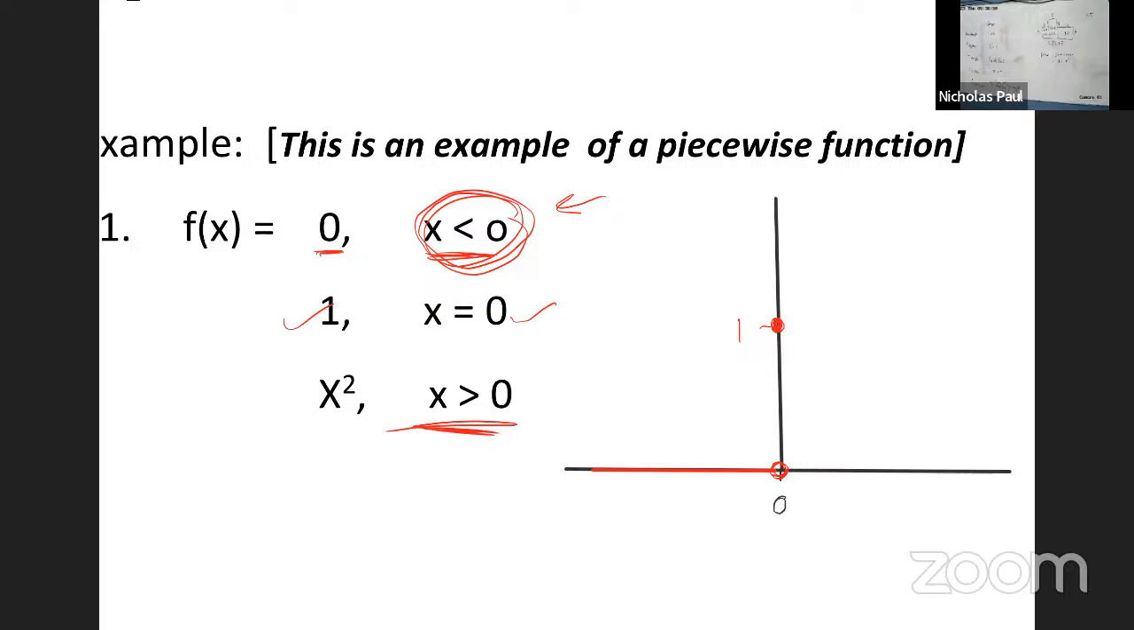How will x squared look for x more than 0? X squared looks like this, but I only want it from here, so it will look like that. So what you have in front of you is a piecewise function. Less than 0 is 0. Equal to 0 is 1. More than 0 is that little curve there.